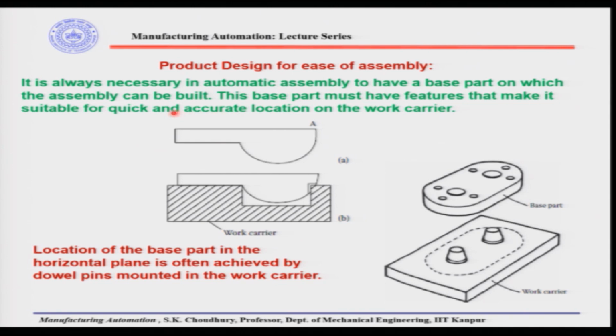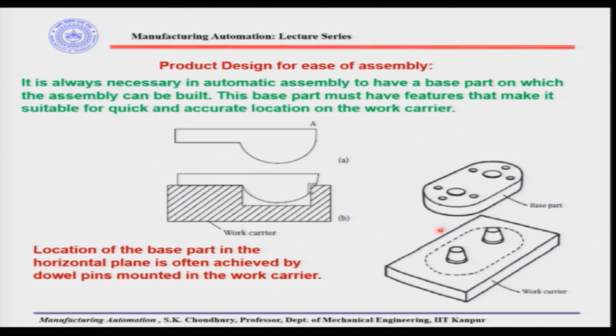This is making the quick and accurate location of the work carrier possible. So, once again, this is the base part, and it has to come on the work carrier. For quick and accurate location of the base part on the work carrier, there should be some specific feature. Without that feature, this base part may not be located easily or accurately. That is what we are saying.